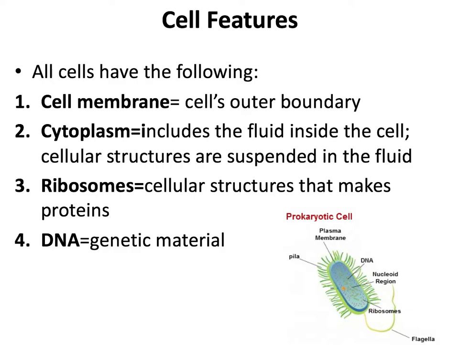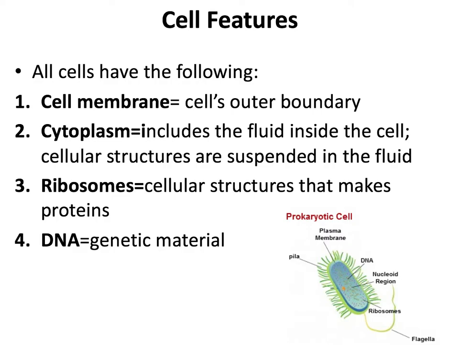Okay, what is true about all cells? First, they have a cell membrane, which is like a skin for the cell. We've already looked at the cell membrane when we talked about phospholipids, and we said the cell membrane is made up of lipids. That's the skin. It controls what comes in and out.